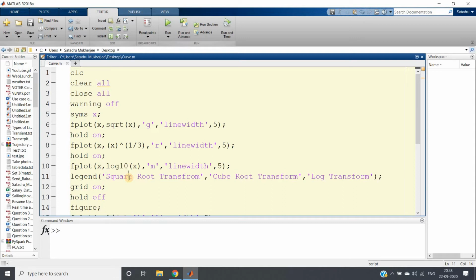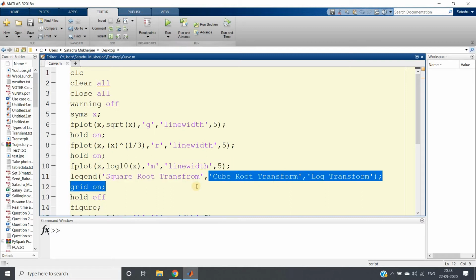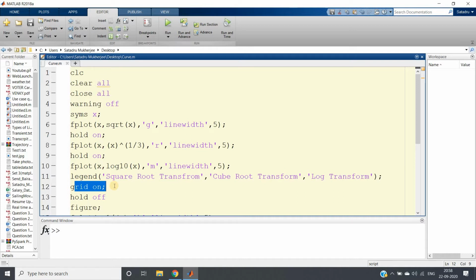Here I have written simple code. Whatever code I have written, this is nothing but a symbolic expression I have used. clc, clear all, close all, warning off, syms x. Symbolic expression x I am taking. fplot x comma square root of x, green color, line width 5, I am plotting. Hold on, in the same figure window I am plotting the cube root. In the same figure window I am plotting the log transformation and giving the legend: square root transformation, cube root transformation, log transformation, giving grid on, so that grids will be formed. So for a particular value of x, we can compare the y values for square root transformation, cube root transformation, and log transformation, and giving hold off, okay?